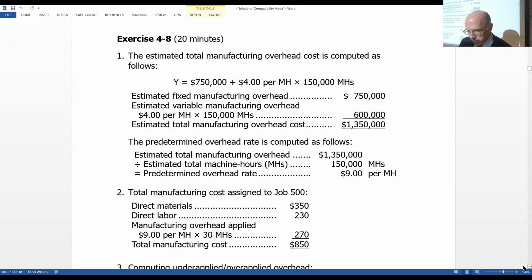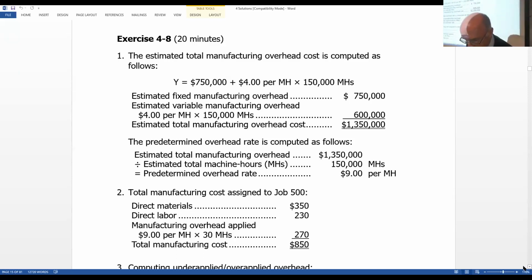So machine hours used, 30. So you're probably going to multiply that 30 by something. So, 9. Yeah, let's multiply it by 9. 30 times 9 is 270. So yeah, direct material, direct labor, and overhead. Those are the three manufacturing costs. Direct material, direct labor, those were given. And this one we had to figure out, 9 times 30. So 850, that's the total manufacturing cost.